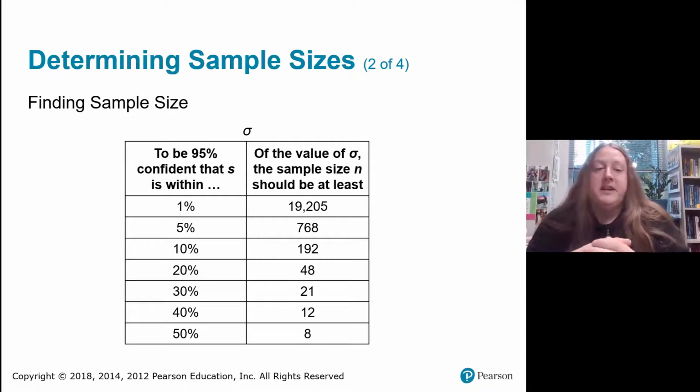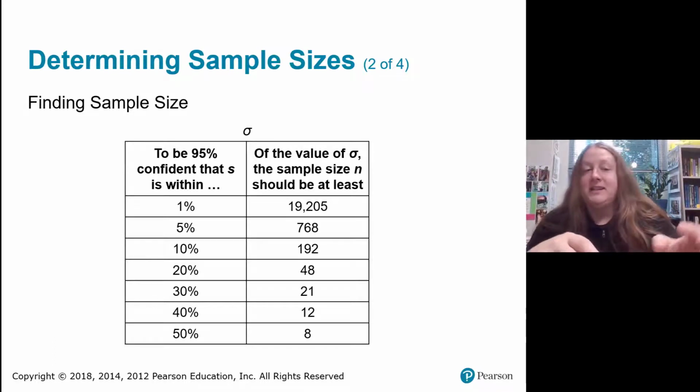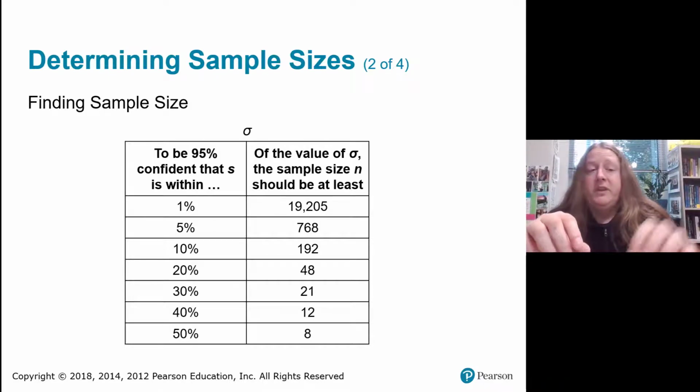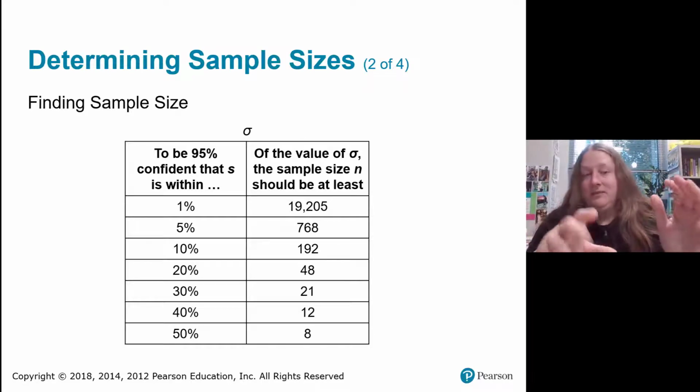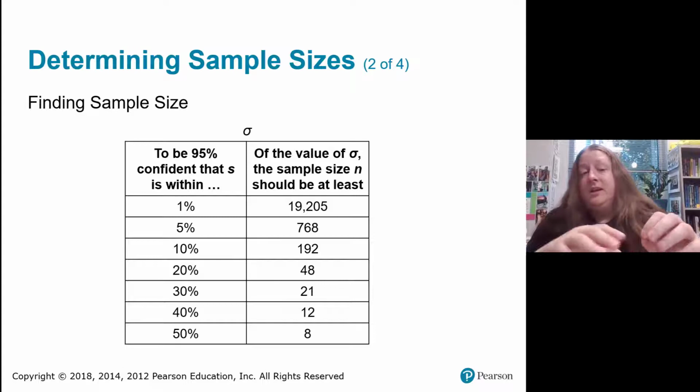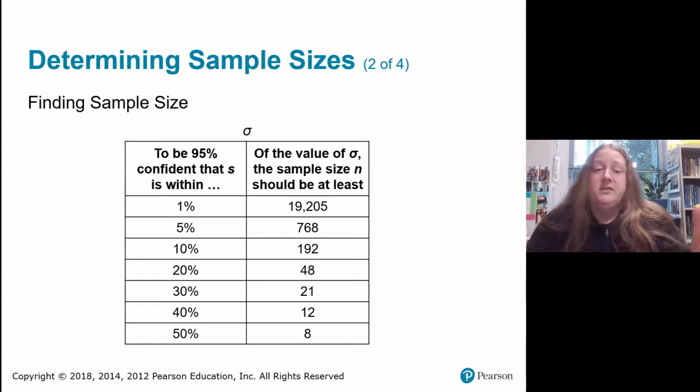So, finding our sample size. To be 95% confident that our sample standard deviation is within whatever percent of the population one, the sample size that we need is given there. So if we want to be within 1%, we need 19,205 participants, elements, all right? If we only want to be within 50%, then 8 is enough. That's how we're reading this table, all right?